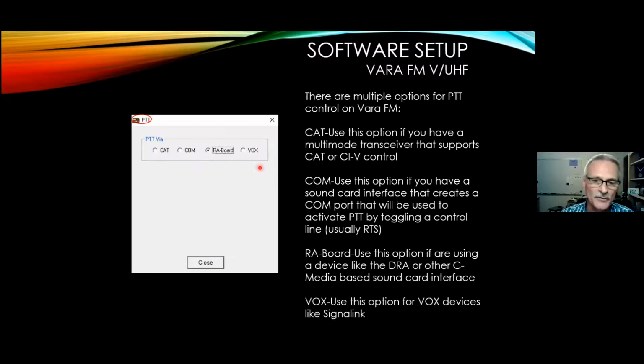And then finally, if you're using something like a SignaLink that has a VOX card in it or a VOX function in it, then you select that, which basically tells VARA in this case that I'm not going to assert the PTT. You're going to do that on your own, utilizing the interface.